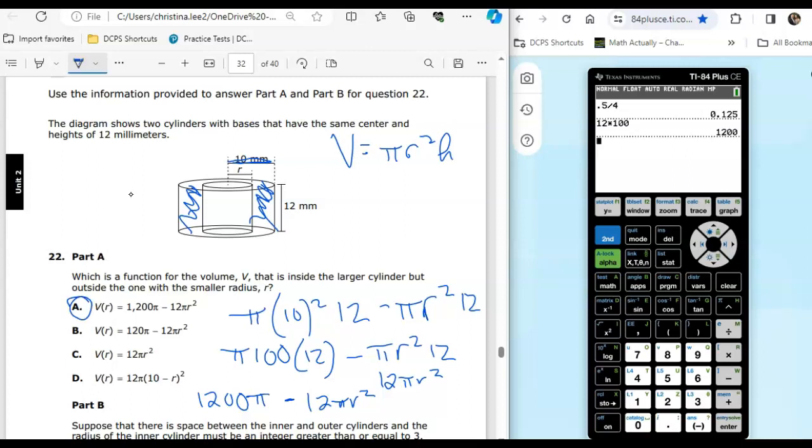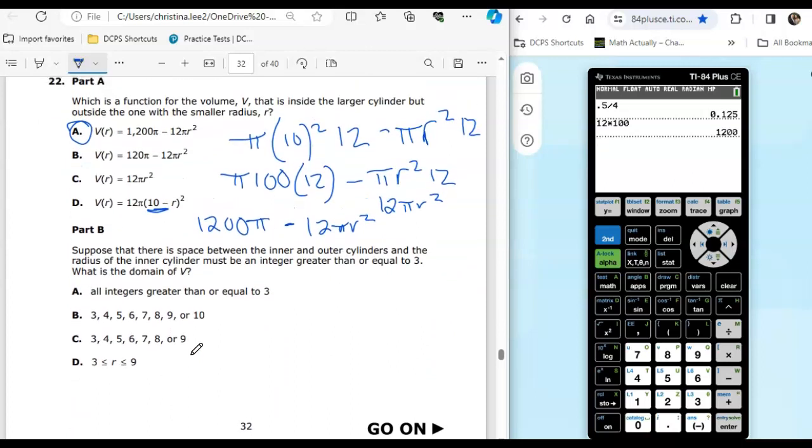Okay, now someone that chose B would have not squared the 10, right? Someone that chose C is only finding the volume of the inside cylinder. And someone that chose D has factored out the 12 pi, but has erroneously squared both the 10 and the minus r there, which we don't need to do. So we're looking for the volume of the larger cylinder minus the volume of the smaller cylinder.